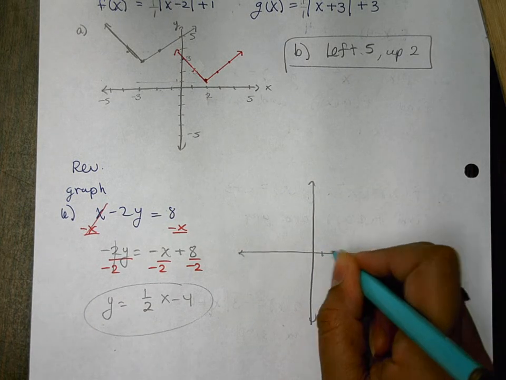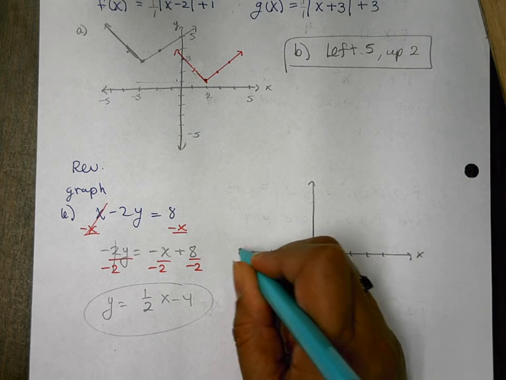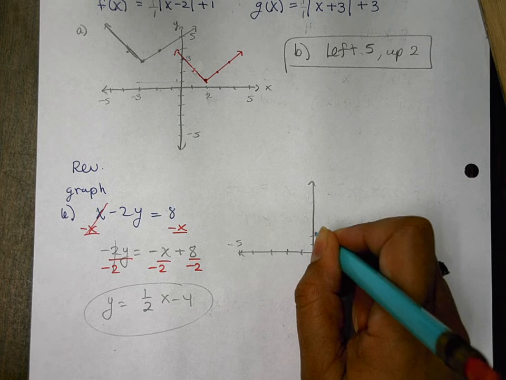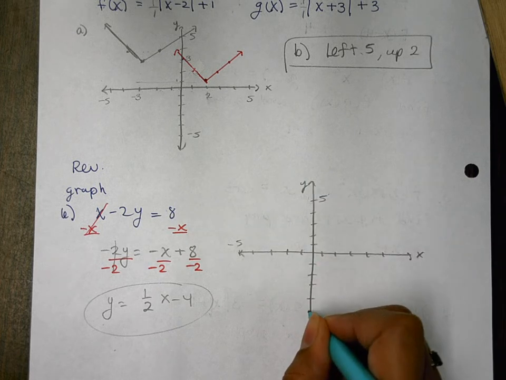1, 2, 3, 4, 5. 1, 2, 3, 4, negative 5. 1, 2, 3, 4, 5. And 1, 2, 3, 4, negative 5.